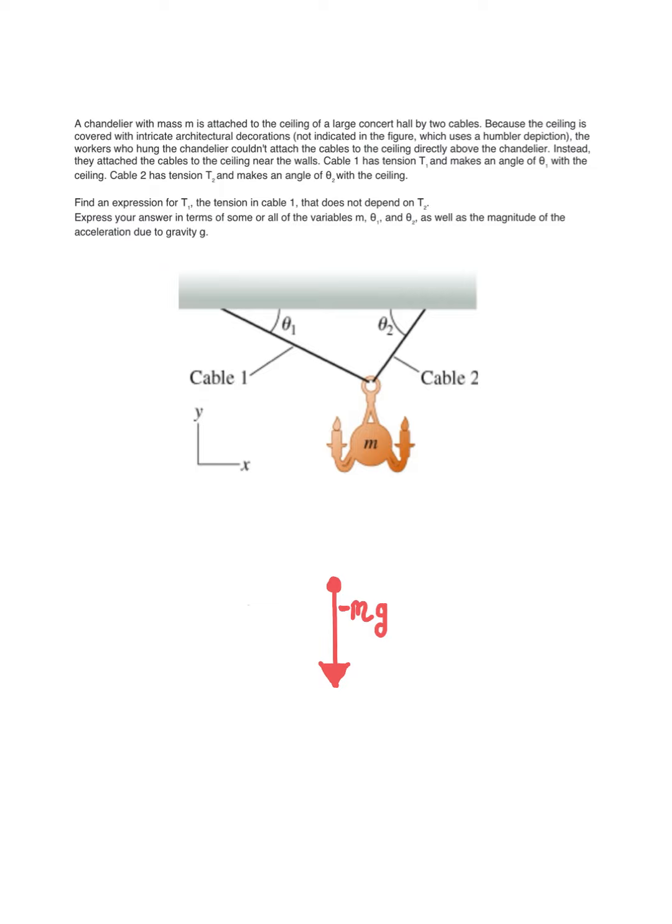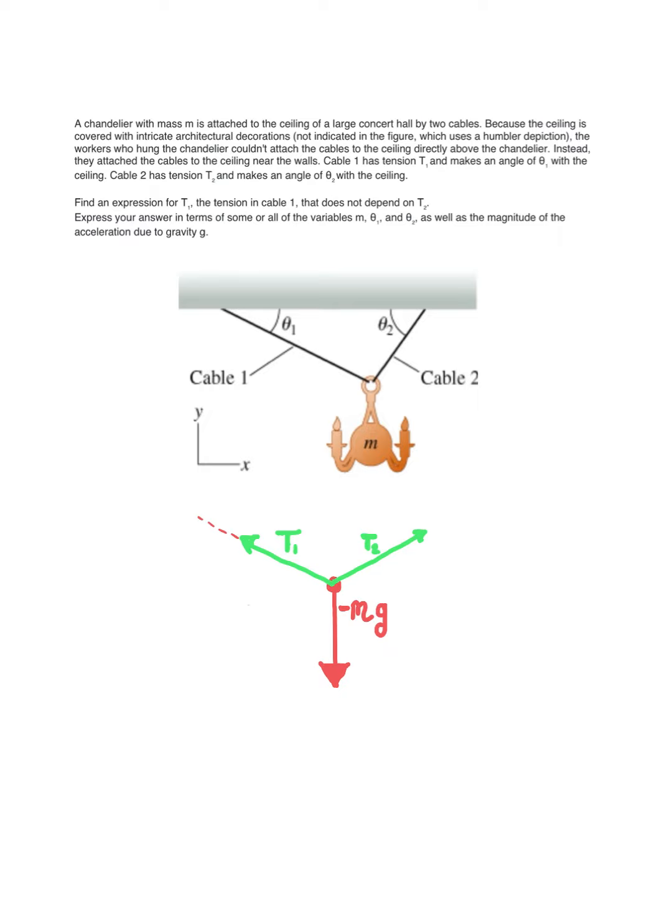Now, supporting the weight of the chandelier, we have the two cables, and cable 1 pulls towards the ceiling with a force T1. T stands for tension. And cable 2 pulls on the chandelier towards the ceiling like so, and it pulls with a force T2.